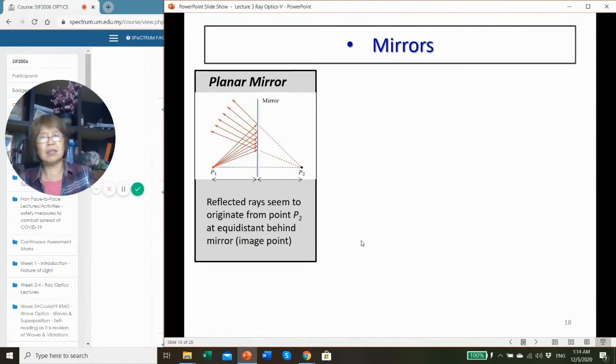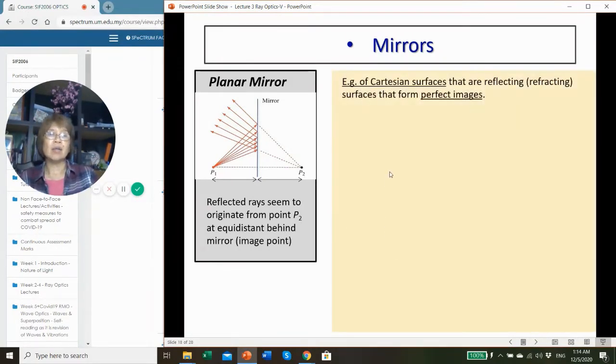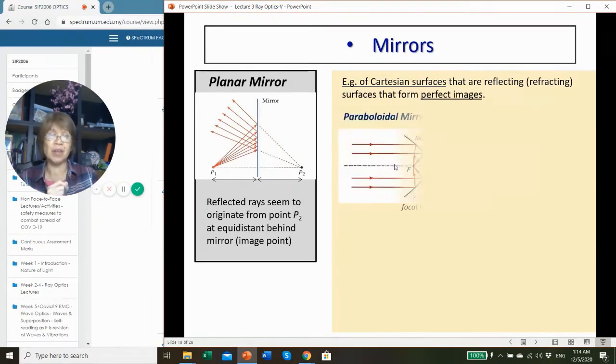Let's look into mirrors. Simple example, plane mirrors, which you're all very familiar with. So we have an object here. At equal distance behind the mirror, you can locate the virtual image. Now, we're going to define some Cartesian surfaces. These are surfaces that may be reflecting or refracting, but they can form perfect images.